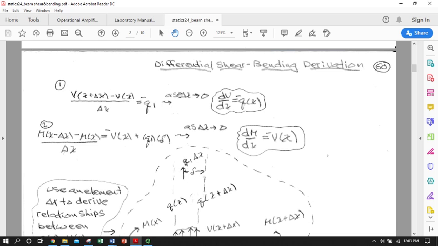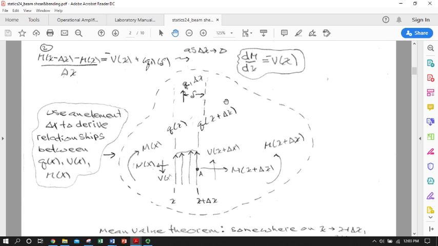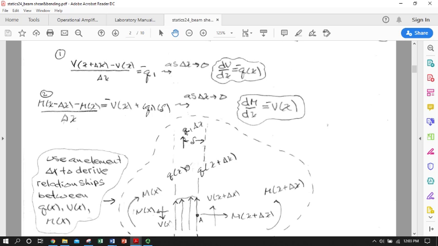That will become true when we shrink delta x down to 0, taking the limit of this as delta x approaches 0. So we can say the derivative of the shear force as a function of x, with respect to x, equals negative q of x. And q in this case is being defined upward. Obviously, if q of x was being defined downward, we'd drop the negative sign.